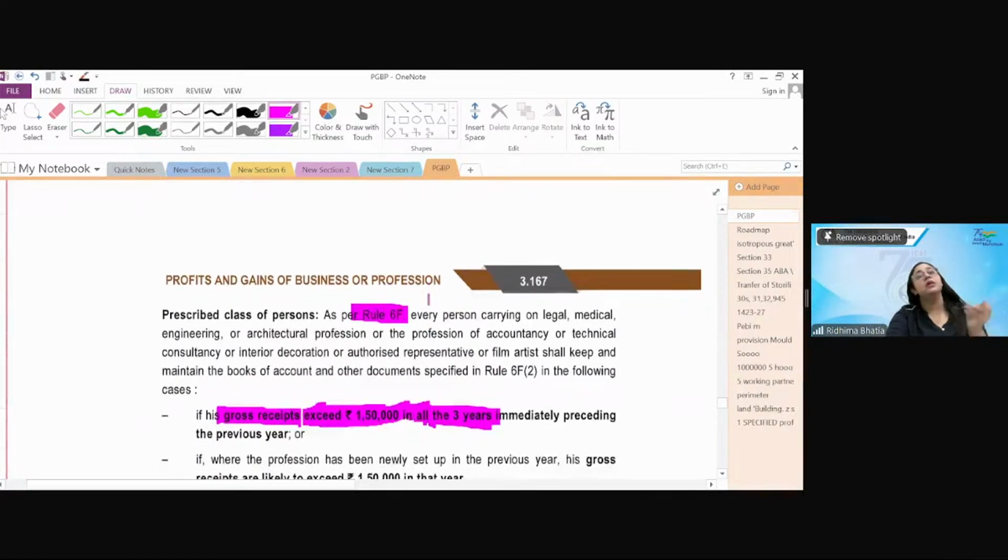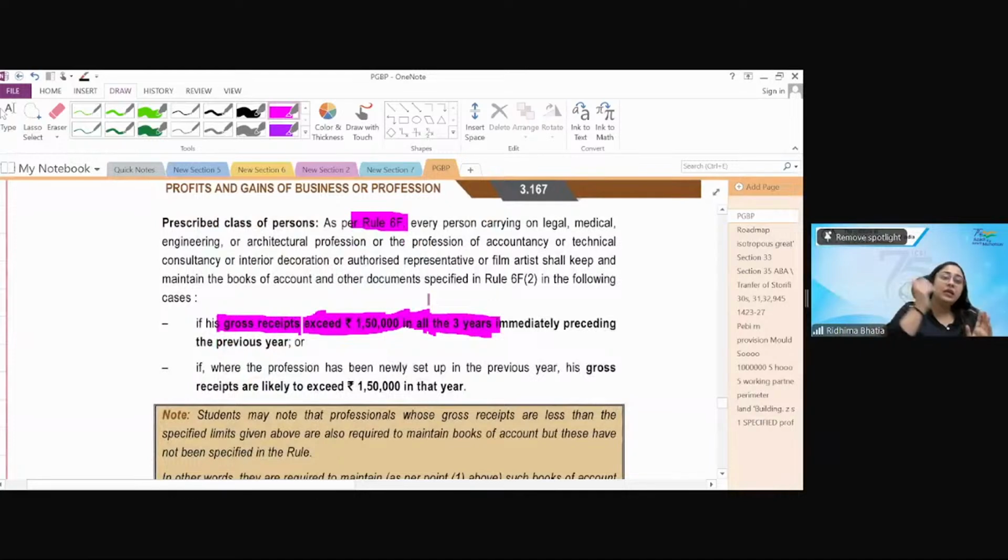And in a specified profession, 6F gets applied when the gross receipts in all the 3 years exceed 1,50,000. If it does not exceed 1,50,000 in all the 3 years, then you can maintain a normal set of books of accounts which will help the AO to do your assessment proceedings if required. Okay? So the list of books gets applicable only when you are into a specified profession and the receipts cross 1,50,000 in all the 3 years. And if it is a new business, then if it is likely to exceed 1,50,000 in that year, you will maintain books according to 6F.